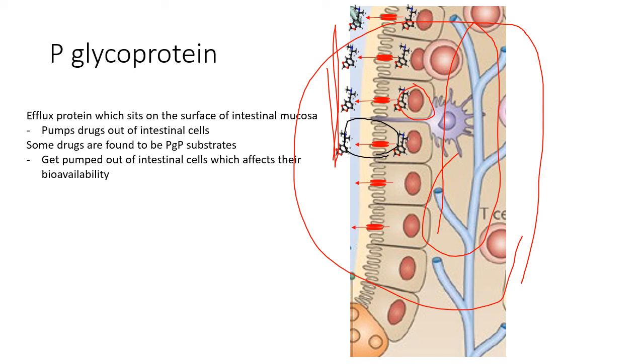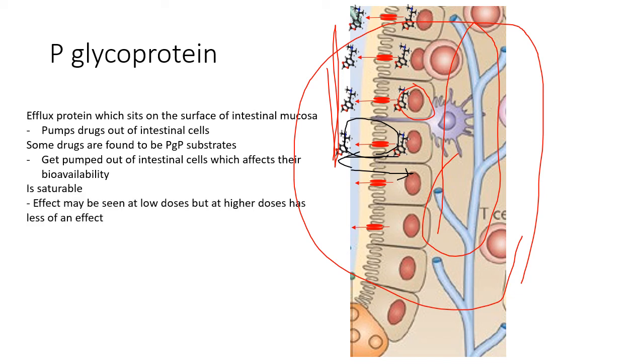out into the lumen. And so as a result it affects the bioavailability of drugs because it's one of the factors that contributes towards drugs not being absorbed. As soon as they're absorbed into the cell, then in fact P-glycoprotein spits them back out again. Now, it has some degree of saturability. So the effect may be seen at low doses of the medication, but at high doses you can actually overwhelm this pump and it tends to have less of a proportionate effect, and we'll see an example of this shortly.